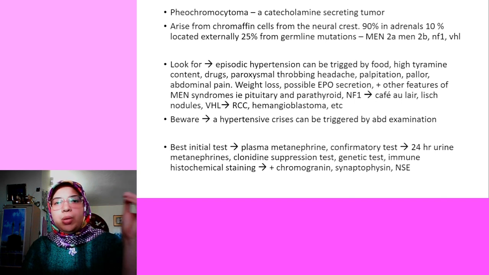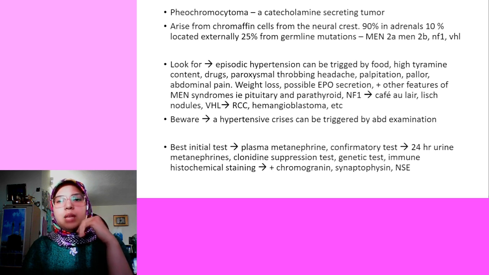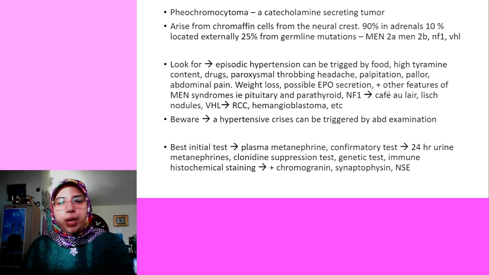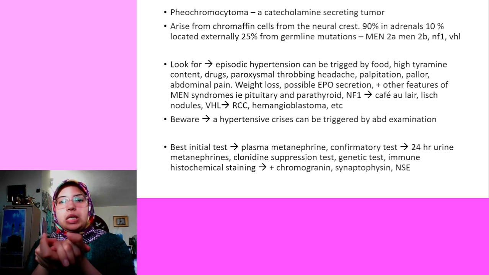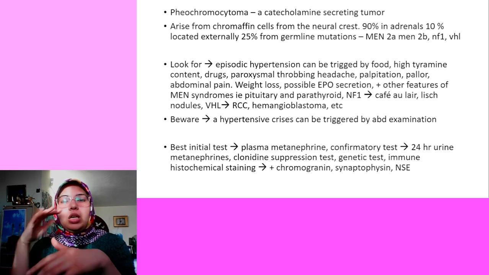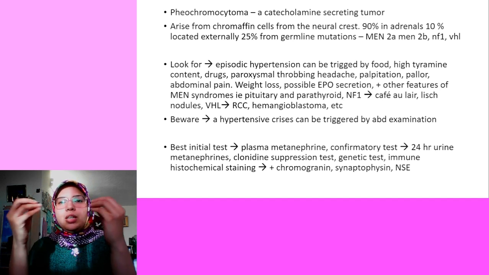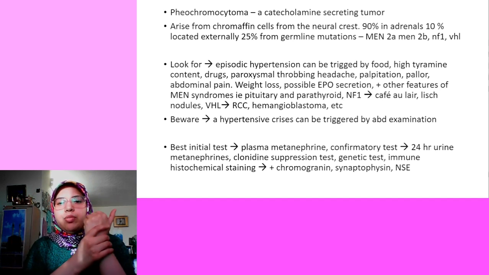These are all conditions where you might find pheochromocytoma. You want to look for the word episodic hypertension that can be triggered by foods that are high in tyramine, drugs, paroxysmal throbbing headache, palpitation, pallor, abdominal pain. One of the key things you can do during clinical examination, if they tell you did a clinical exam and while they're palpating the abdomen, his blood pressure rises, that could be because you're directly causing compression and secreting some of the norepinephrine and epinephrine from the tumor.